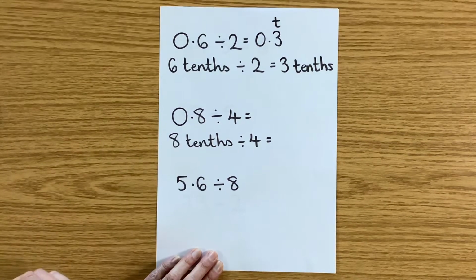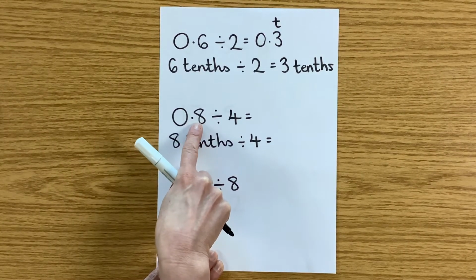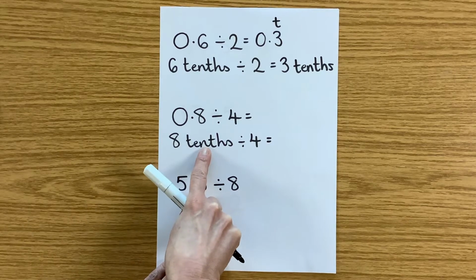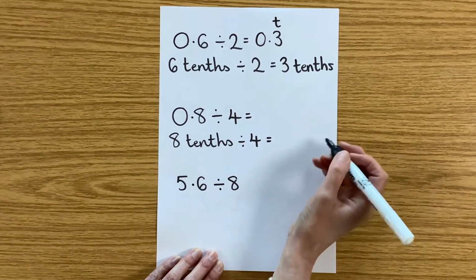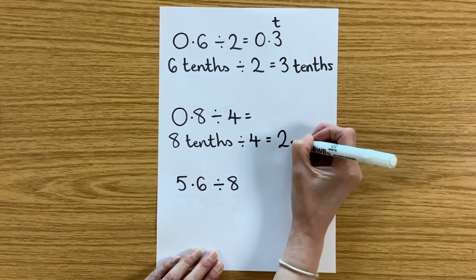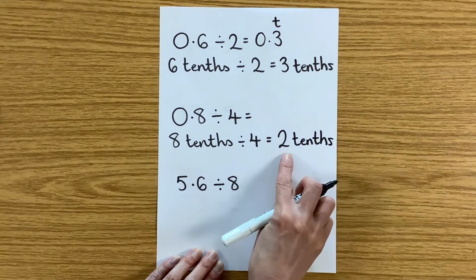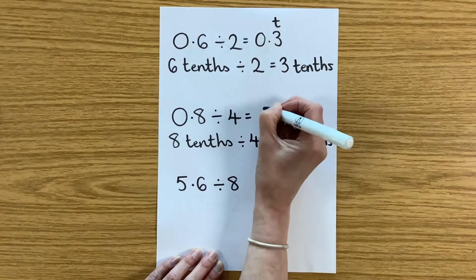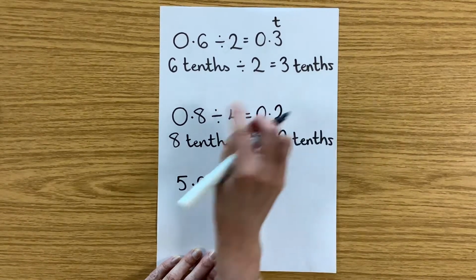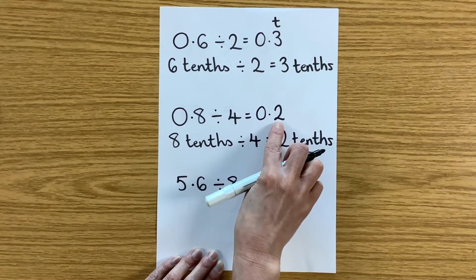What about this one? 0.8 divided by 4. Well, again, think about your 0.8s. 0.8 just means 8 tenths. So what's 8 divided by 4? Well, 8 divided by 4 is 2. And those are 2 tenths. So 2 tenths, what will that look like as a decimal? It's going to be 0.2. So 0.8 divided by 4 is 0.2.